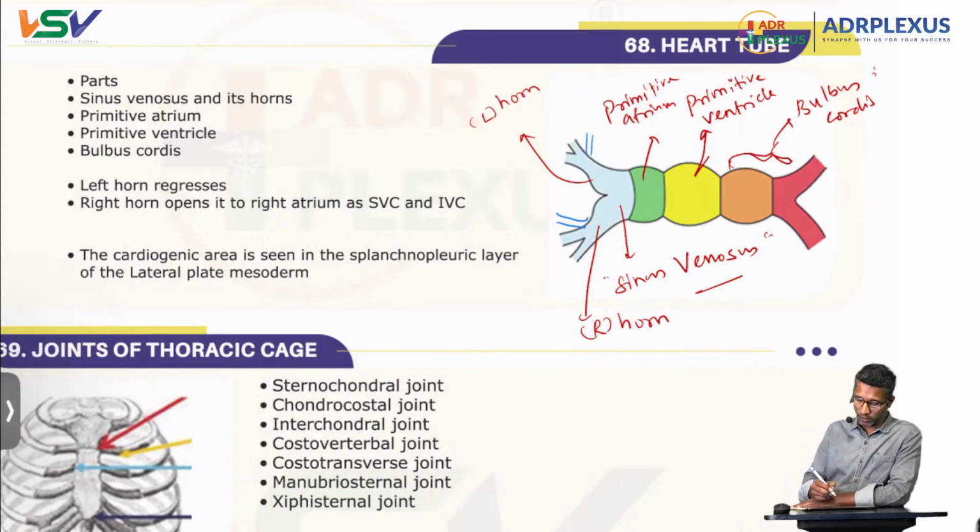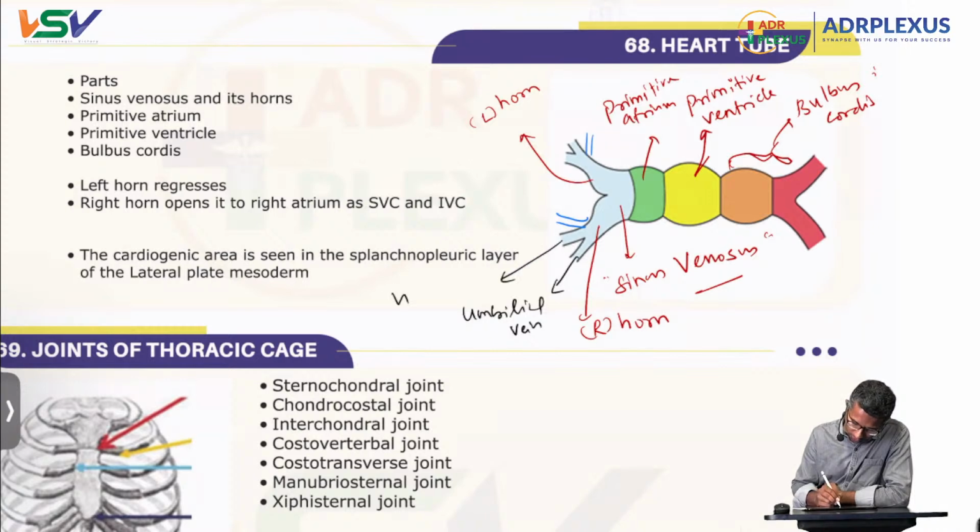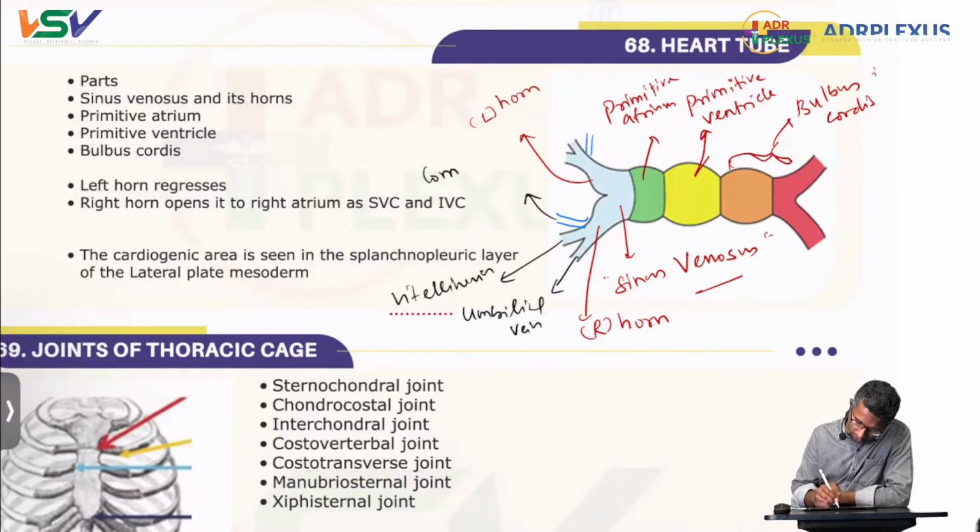When you see the tributaries, this tributary is called the umbilical vein. And this is the vitelline vein, and this is the common cardinal vein.